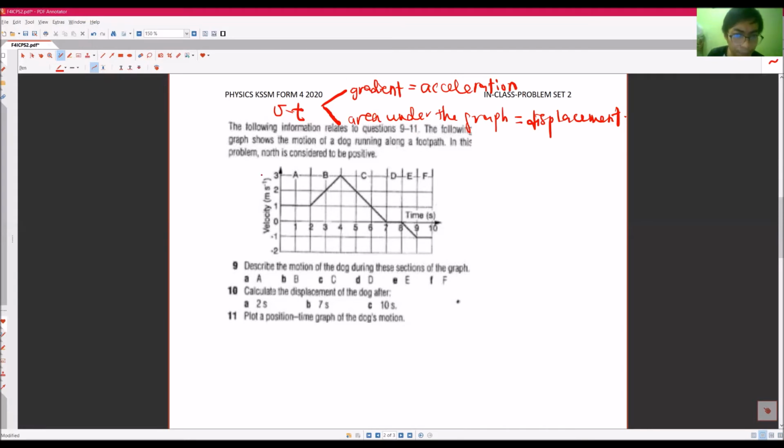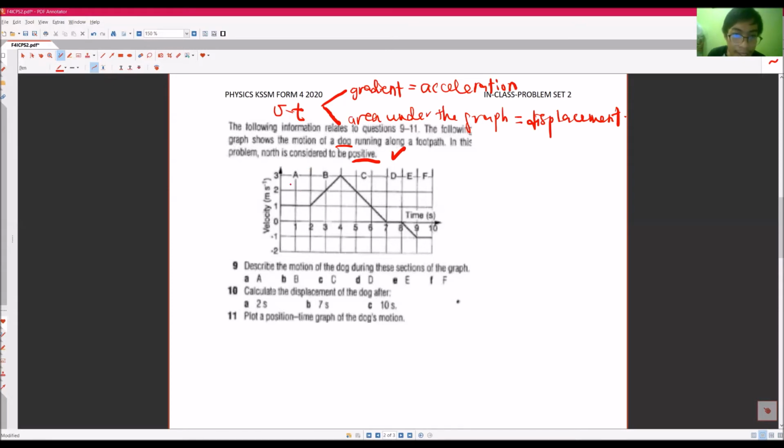Okay, let's see. The following information relates to questions 9 to 11. The following graph shows the motion of a dog running along a footpath. In this problem, north is considered to be positive. Okay, good. So before we move on to the question, like always, we need to check each section of the graph.